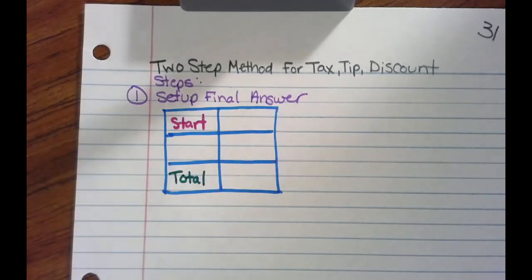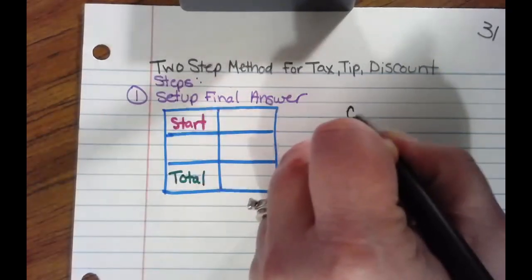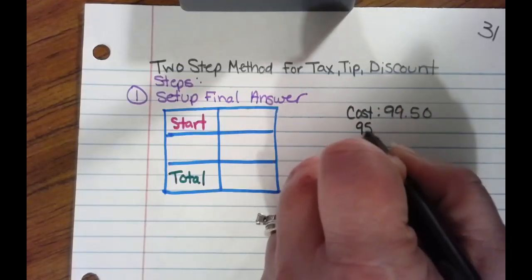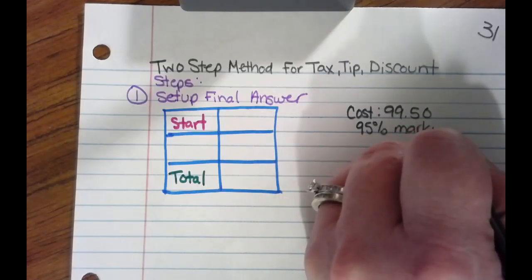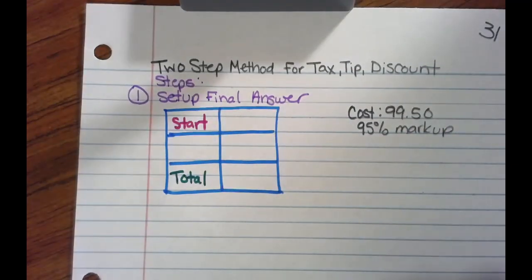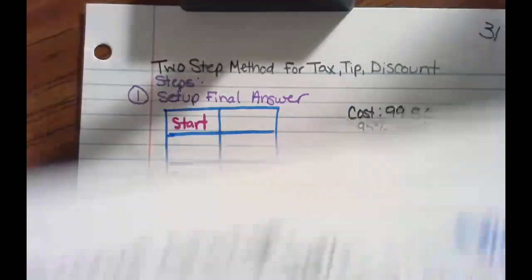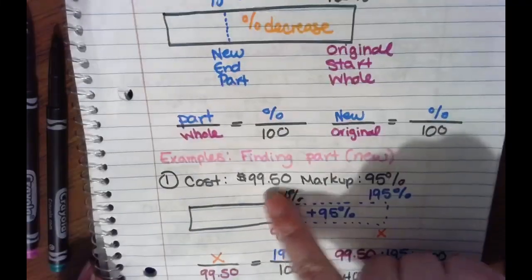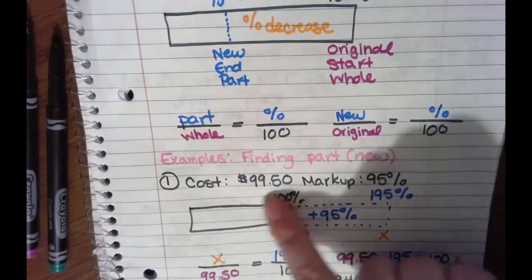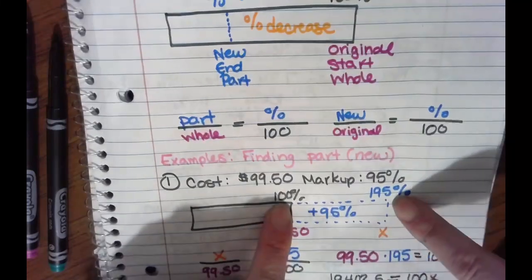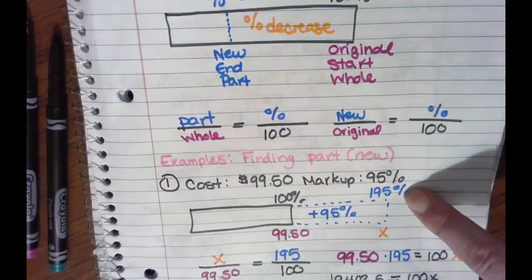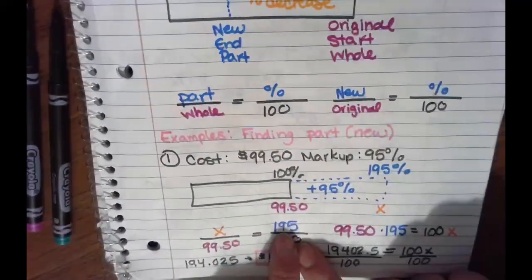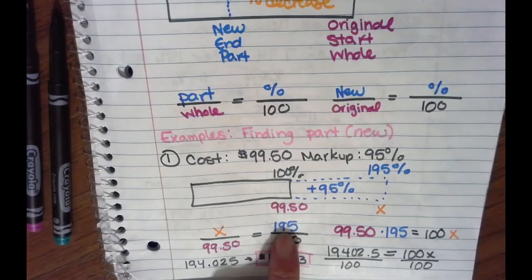So here's an example that I had where we did the one-step method before. Something cost a store $99.50, and they wanted to do a 95% markup on it. We actually did this on our one-step method right here. So we did $99.50, 95% markup. What we did is we said, if I started with 100% and I added 95, I end with 195%. And so we just did it in one big giant step where we said, all right, 195% is where I'm actually ending.